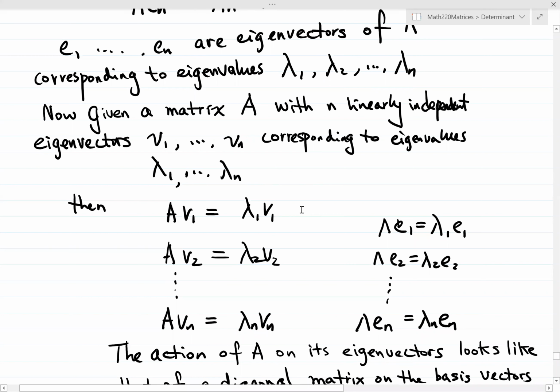Okay, let's recall what we did last time. Last time we learned how to diagonalize a matrix under certain conditions. The idea is that diagonal matrices are easier to deal with, for example in matrix multiplication. If we can relate a matrix to a diagonal matrix, then we can easily do matrix operations, like the matrix product.